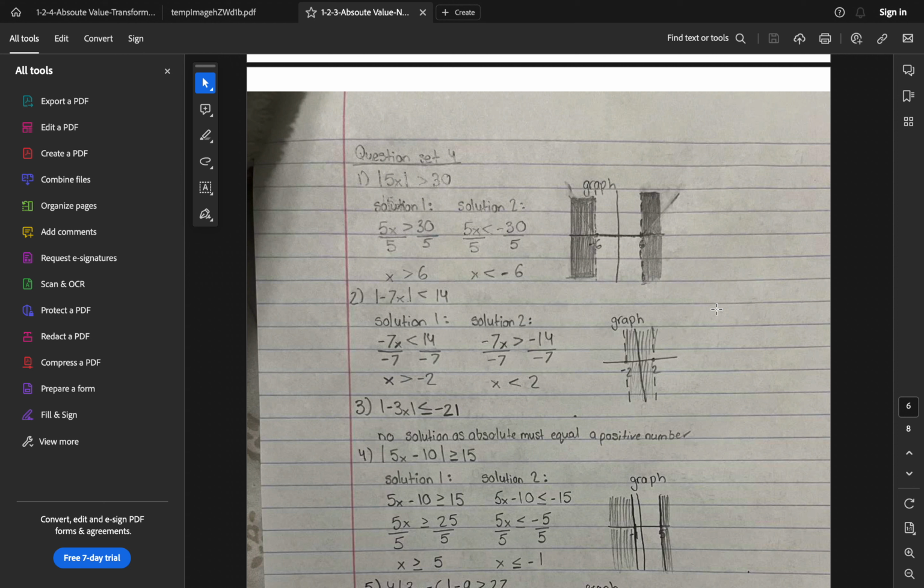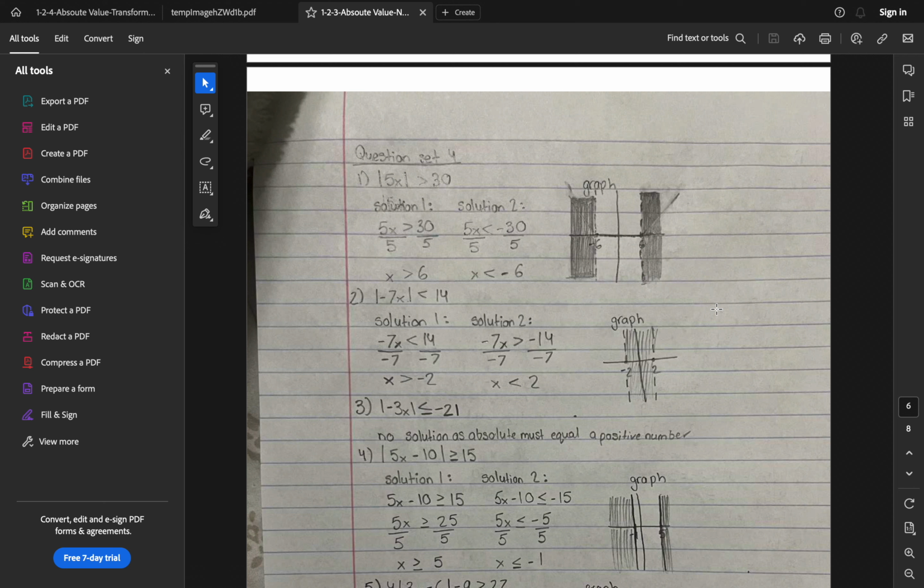Okay, on to question number 4. So now we're dealing with inequalities, right? So for the first question, we have the absolute value of 5x is greater than 30, right? So solution number 1 is we take 5x, we isolate for x basically. So 5x divided by 5 is greater than 30 divided by 5, so it becomes x has to be greater than 6.